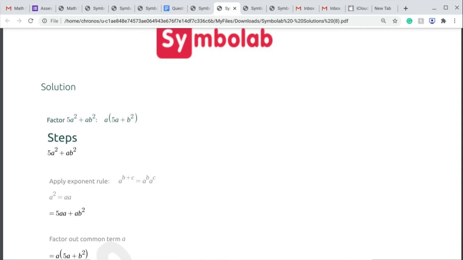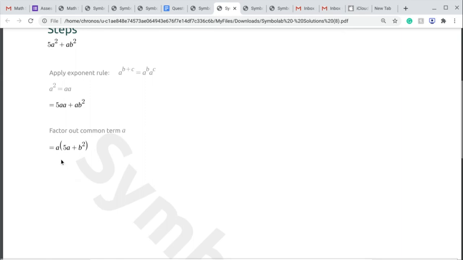So look at this for me. We're saying 5 times a times a plus a times b times b, right? That's what we're saying, but we just say b squared. But in this scenario, if you realize, on both sides of the addition symbol you see that a is shared on both sides. So what you could do now is to factorize this 5aa plus ab squared so that you have a simplified version, right?